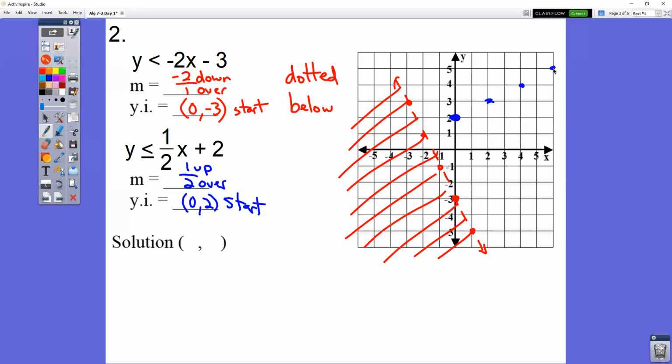Again, I want to backtrack to make this a little bit more easily seeable. So I'm going to go over 2 and down 1, over 2 and down 1, over 2 and down 1. I'm just backtracking to continue that straight line. I see a solid line, so I'm going to use a solid line to connect the dots. And it's less than, so I'm going to shade below. So I'm going to use a solid line, arrows on both ends, and I'm going to shade below this line.